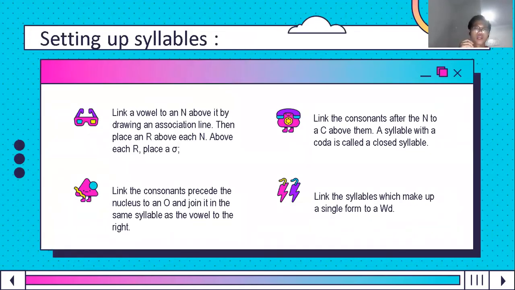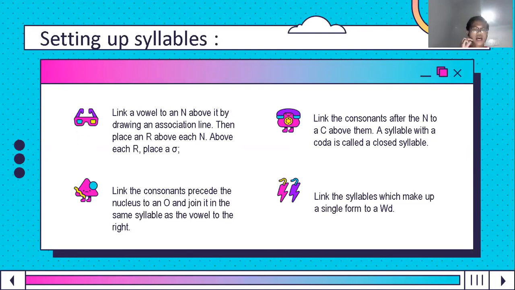Okay, in this part we have setting up a syllable. Here, we must, first, link a vowel to an N above it by drawing an association line. Then place an R above each N, and above each R place a syllable node. The second is to link the consonant preceding the nucleus to an O and join it in the same syllable as the vowel to the right.